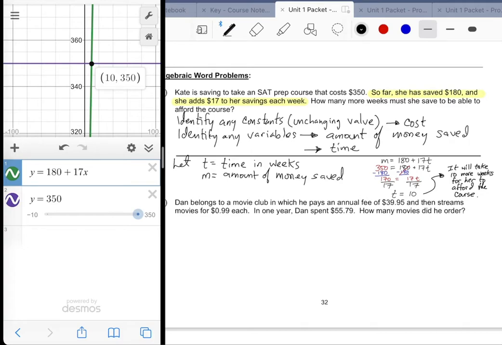All right, so again, we go through, we identify any constants. We identify any variables. So the constant value would be the annual amount. So in 1 year, Dan spent $55.79. So you could say the annual amount if you want to use terminology, but you could also say the amount he spent in 1 year.